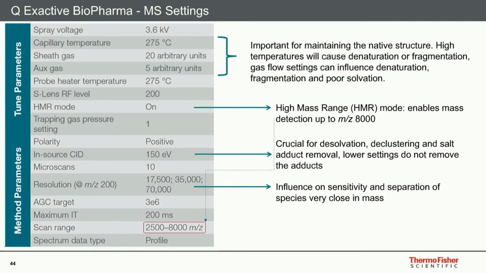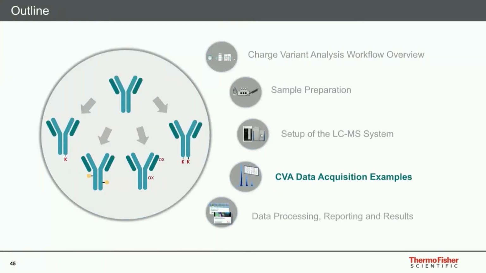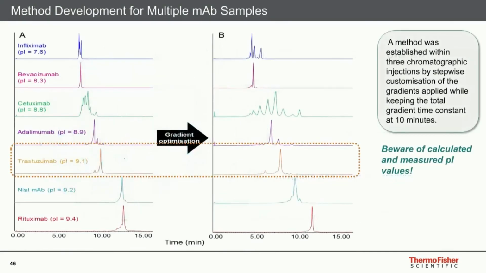Okay, I would like to now move on and show you some examples. So you see on the left side 7 traces of different antibodies we have analyzed with the volatile salt-based pH gradient and the column already mentioned. And you see also that the different PIs are listed next to the names. On the left side, all these runs were created with just a generic, very simple, non-optimized gradient running from 0 to 100% B. And you see it works very well for all the samples.